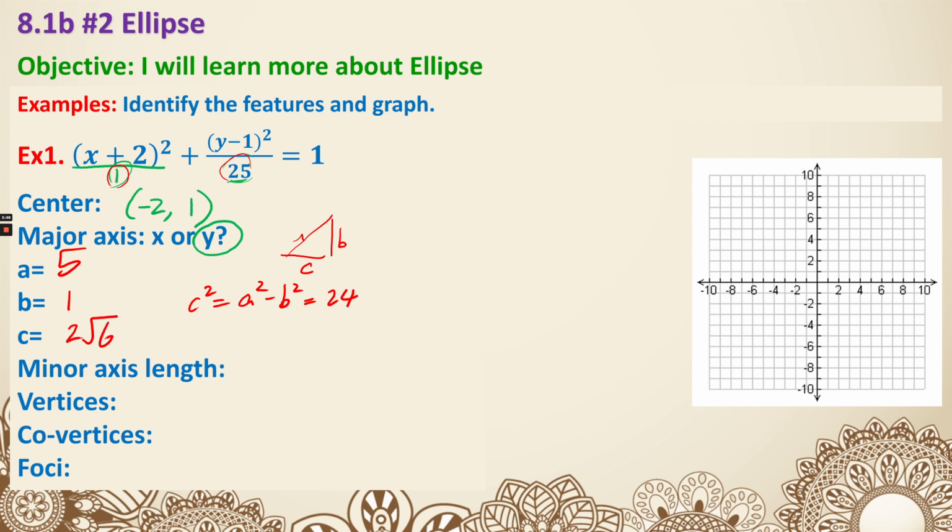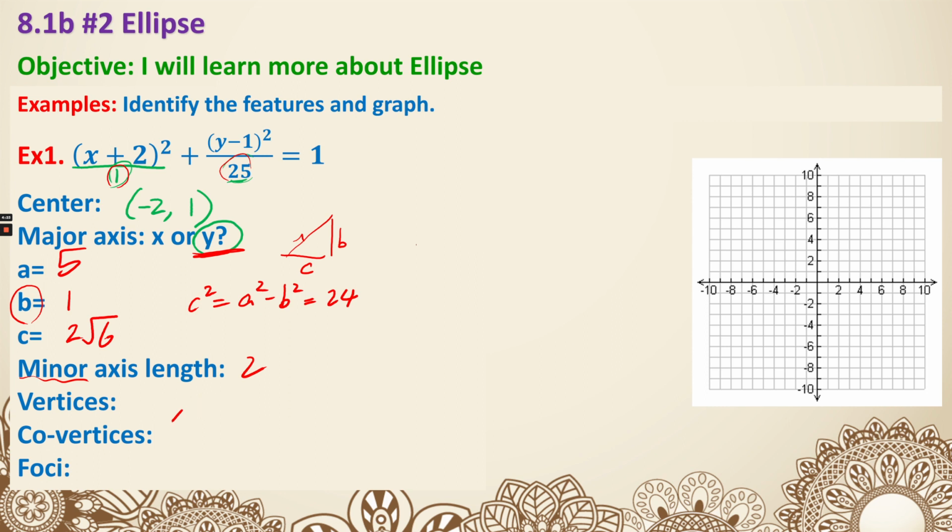The minor axis length, minor axis referring to B, and the length would have to be 2b because you have the top portion and the bottom portion. That means it would have to be 2. Vertices. Vertices will be the one on the major axis. Our major axis is the y, so we're going to use A and write that as the y coordinate. We will have 0, 5.